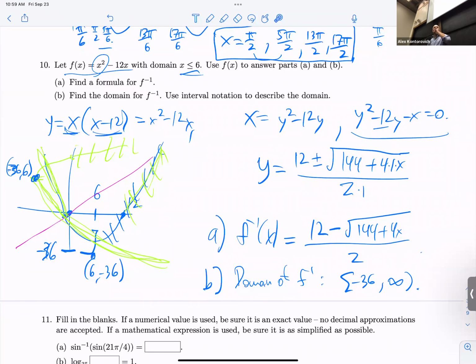Rohan: Instead, I just completed the square. Does that all work? Yeah. When you complete the square, you'll get exactly the same answer.